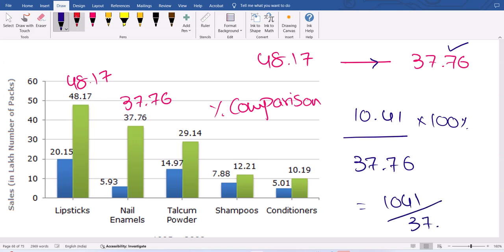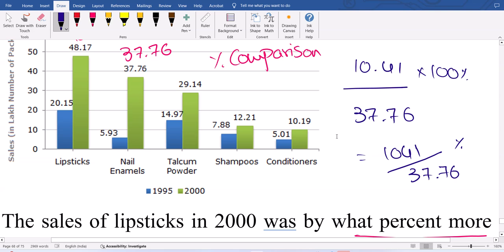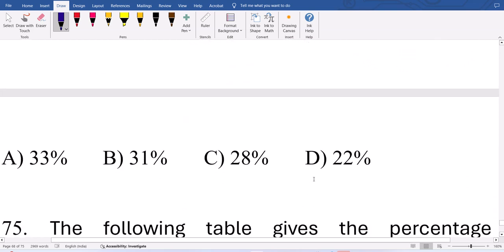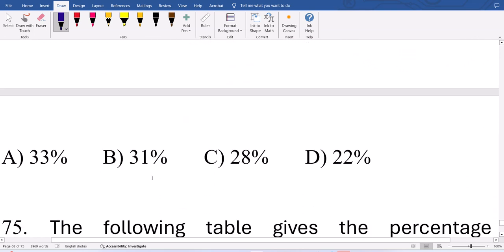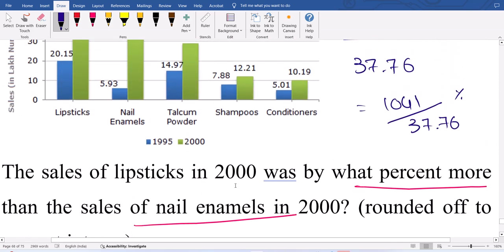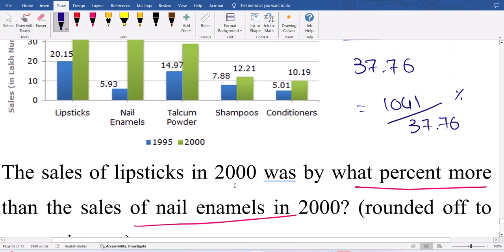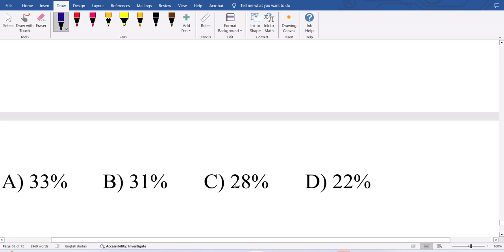1041 divided by 37.76. Problem options are very close, and this calculation is difficult. Denominator, take 38 instead of 37.76 and try. Your answer should be very close to that. See 28, 22, there is a gap. Taking 38 will not disturb much. Okay, you take 38 and try. 40 means 25 will come. 38 means I think 28. It will go with 28.